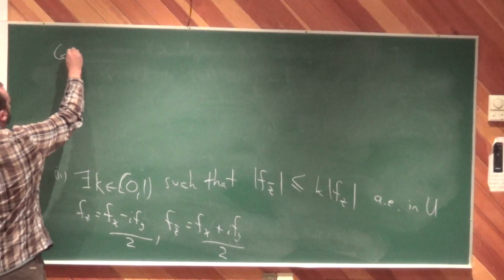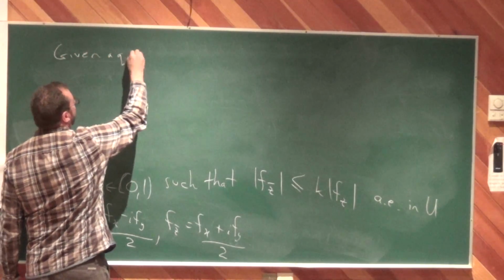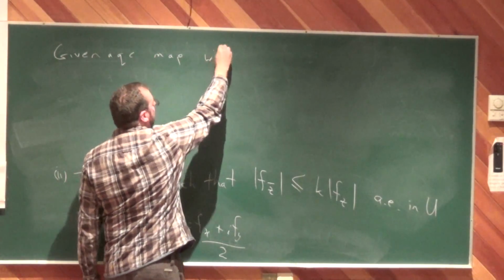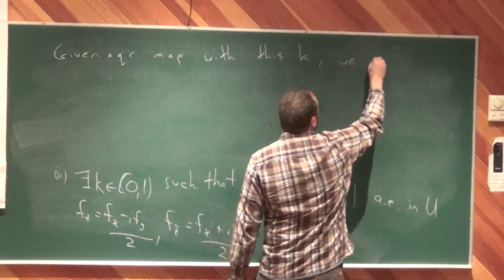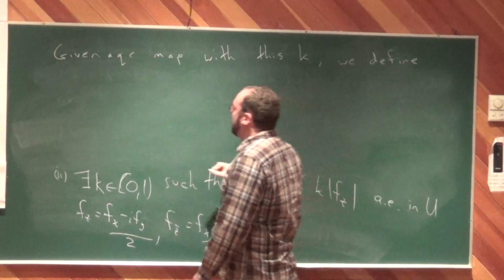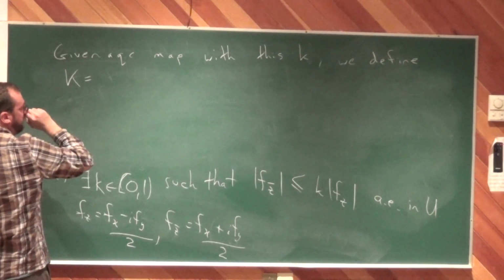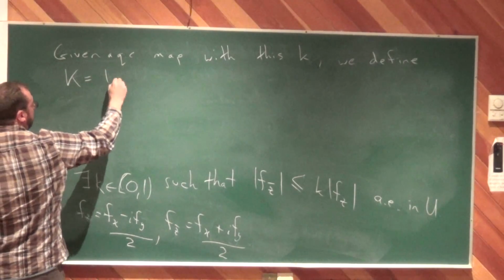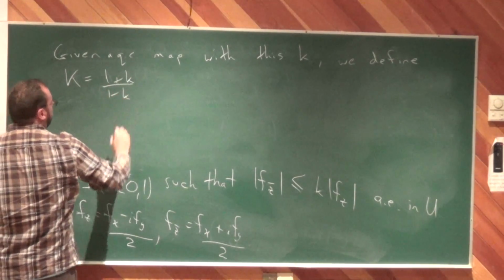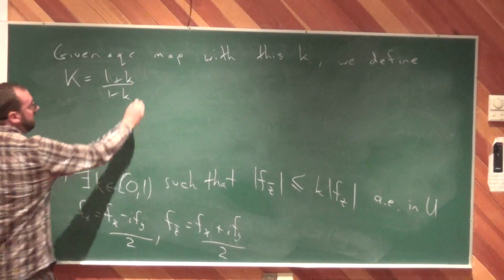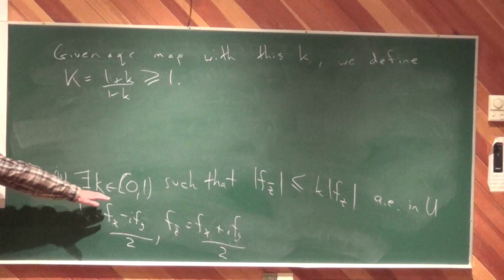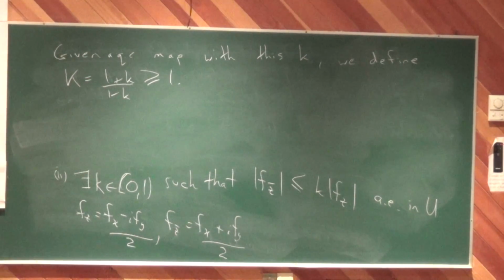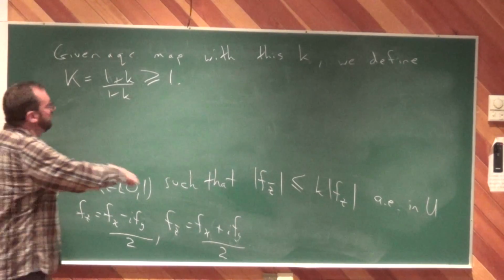Okay, so given a QC map with this little k, we define big K to be 1 plus little k divided by 1 minus little k, and this thing is going to be greater than or equal to 1. So given some number between 0 and 1, we can do this to it and come up with a real number which is greater than or equal to 1.